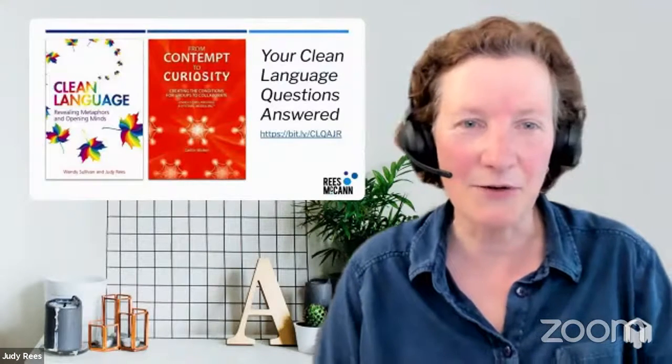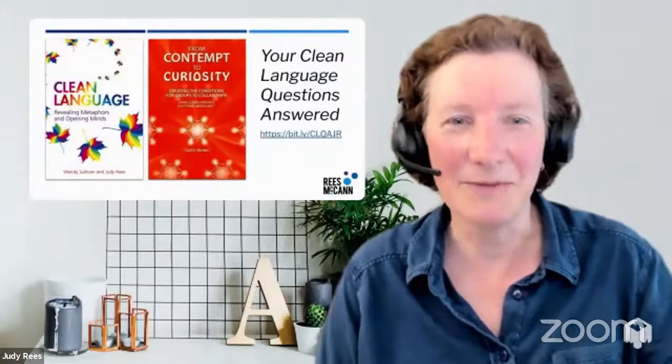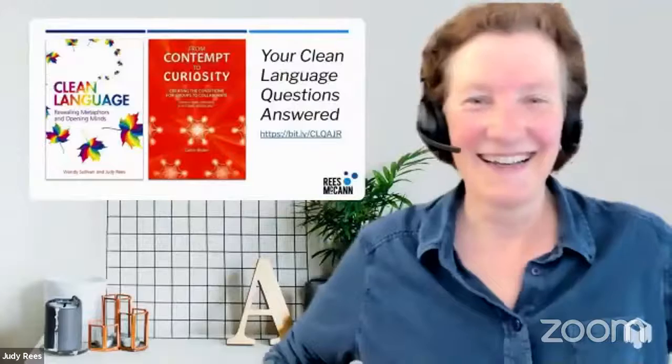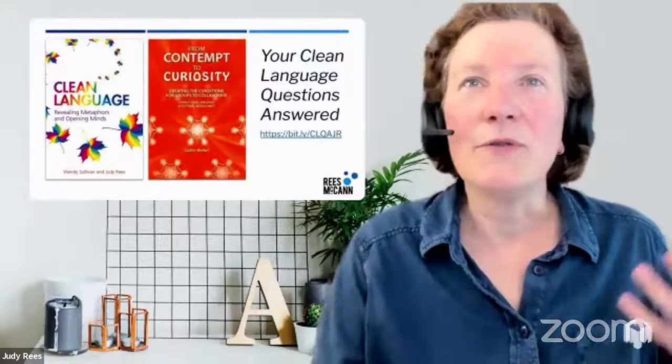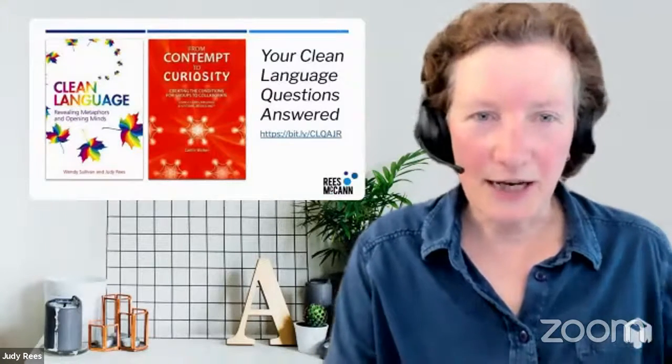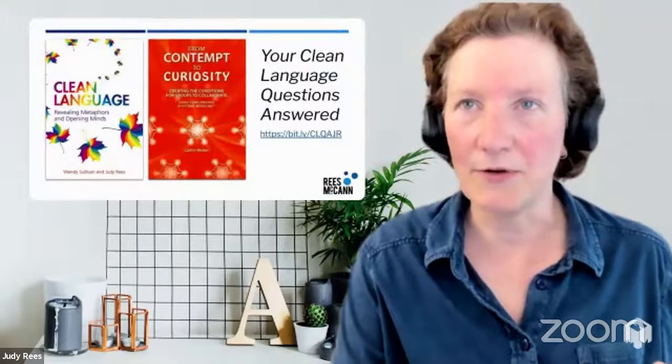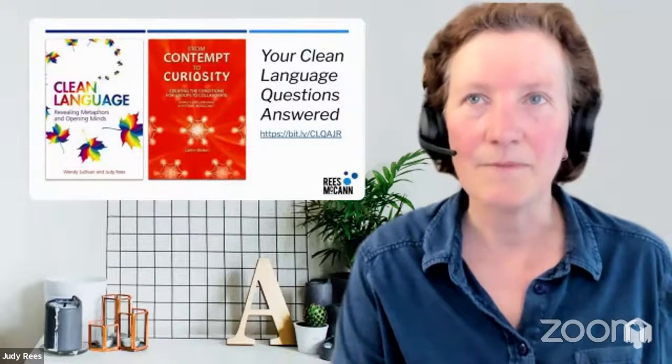Some of you might know a character called Carl Scotland. He was in her computer science class way back when, and is a very well-known agilist. So, you know, things all connect up. So clean language, Your Clean Language Questions Answered, Clean Language, Revealing Metaphors and Opening Minds, and From Contempt to Curiosity are 3 things to recommend.